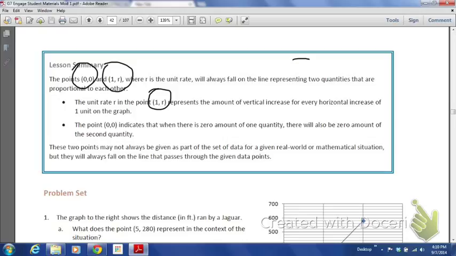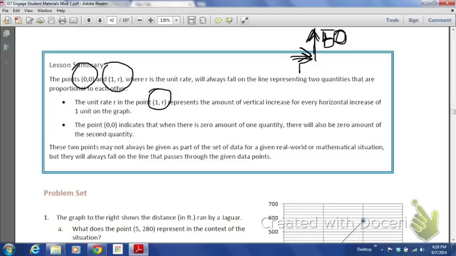And remember, when we went over 1 horizontally, we would go up by the unit rate. Okay, in that one case it was 1.5, and in this last case with the costs and the people at the amusement park, it would have been 50. So for every movement over 1 in that last amusement park case, the R would have been represented by 50 units or $50. The point 0, 0 indicates that when there is 0 amount of one quantity, there will also be 0 amount of the second quantity.